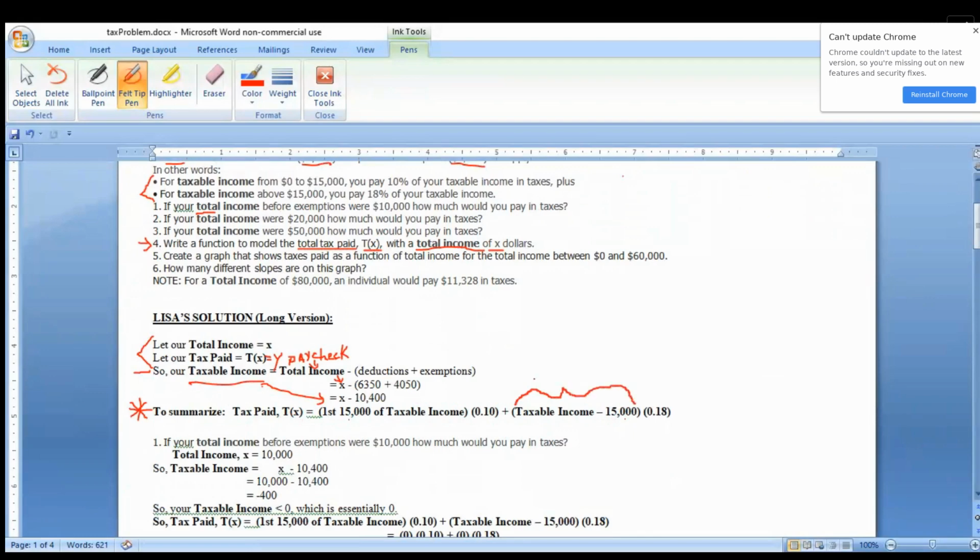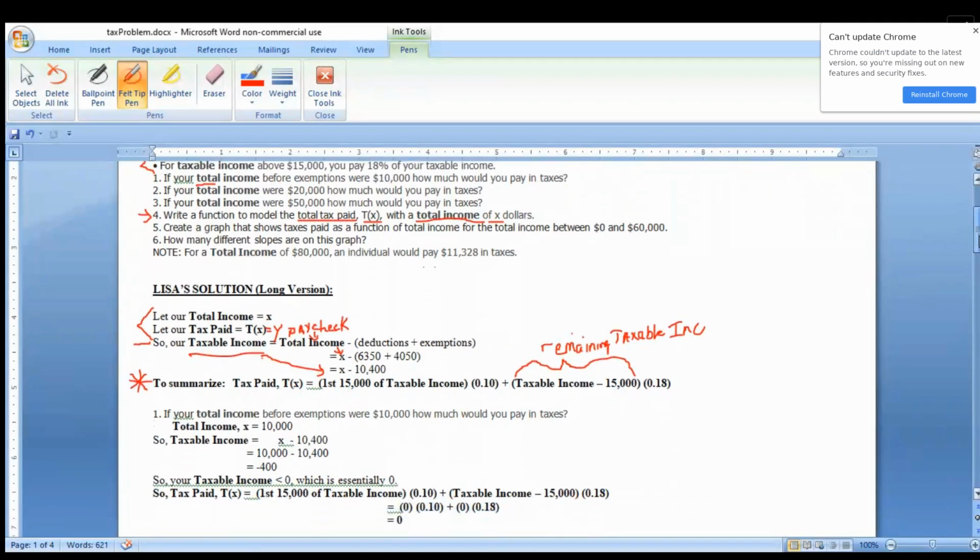Once I did that, that would be my remaining taxable income. They call it additional up here, remaining or additional taxable income. So that remaining taxable income then gets taxed at 18%. So this amount plus the left side amount is our total tax paid. So that summary we can use for just about any scenario that they're going to ask us.